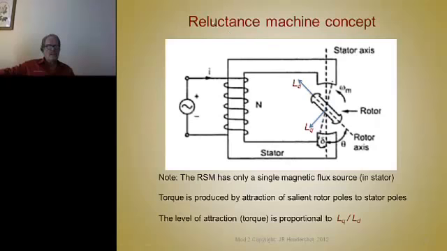So the torque that's produced by a reluctance machine is only an attracting force. There's no repelling force at all. It's only the attraction of this rotor to this stator, and it wants to align with it. So you turn this coil on when the inductance is low, when it's in this position. It causes it to rotate, and you turn it off when the inductance is high.